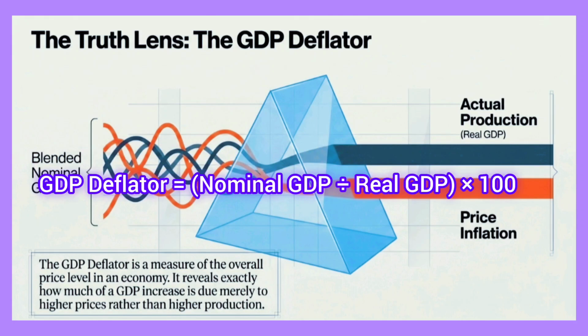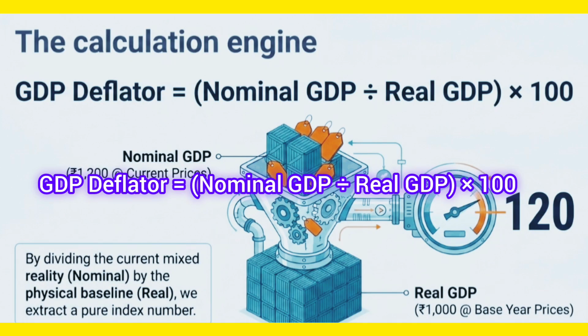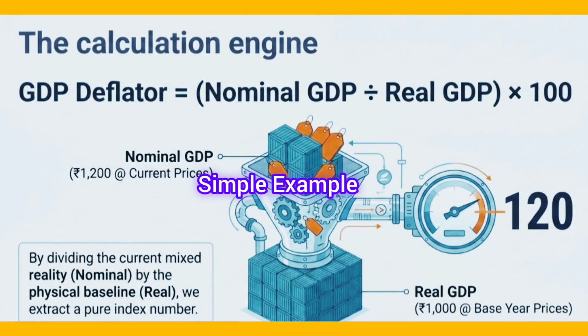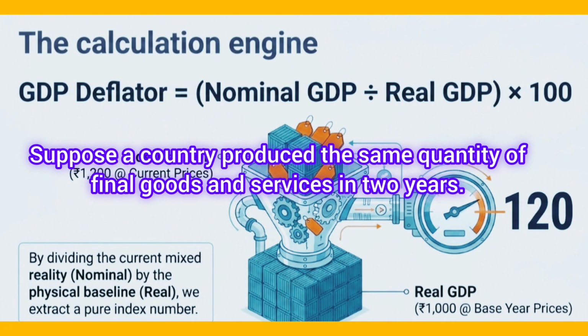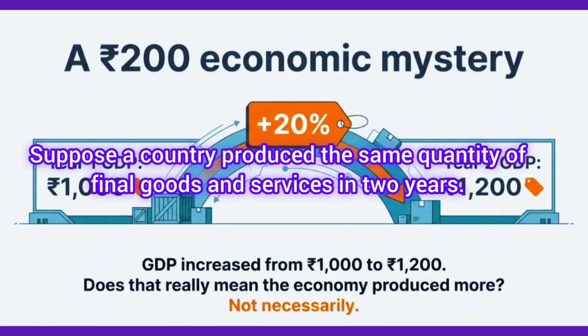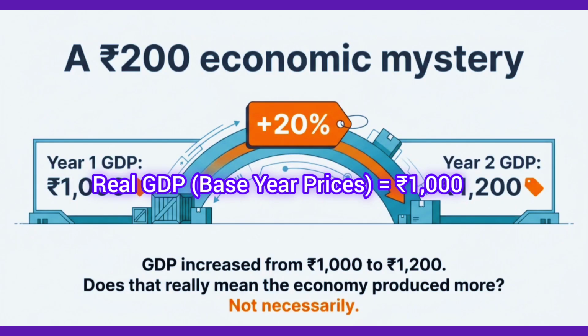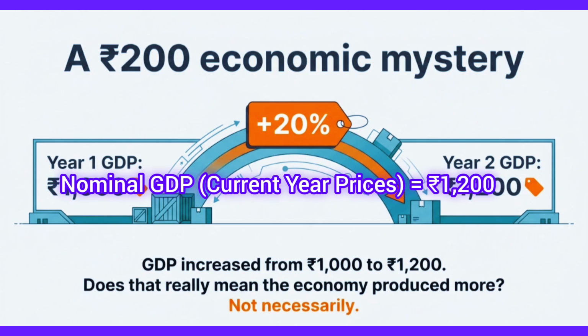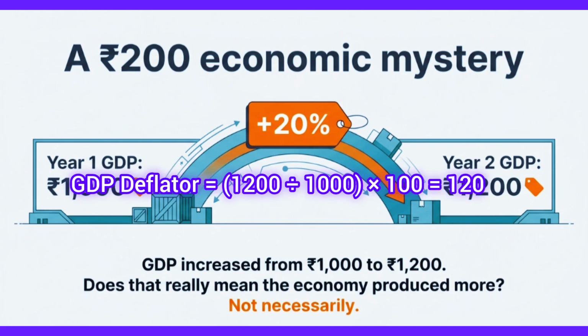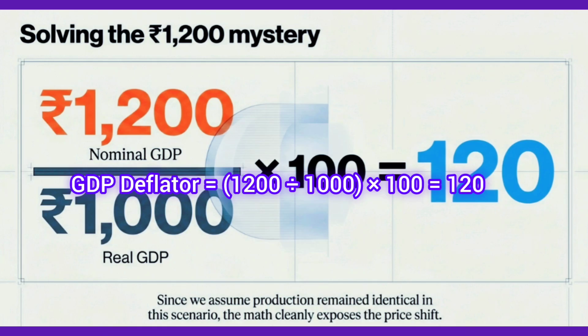Formula: GDP deflator is equal to nominal GDP divided by real GDP times 100. Simple example. Suppose a country produced the same quantity of final goods and services in 2 years. Real GDP, base year prices, is equal to 1000 rupees. Nominal GDP, current year prices, is equal to 1200 rupees. So, GDP deflator is equal to 1200 divided by 1000 times 100, which is equal to 120.